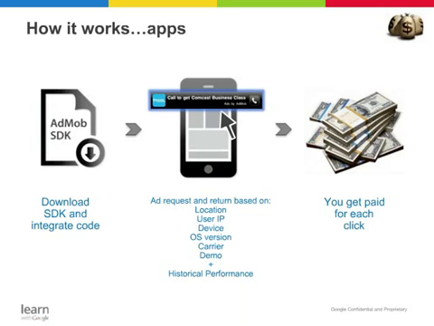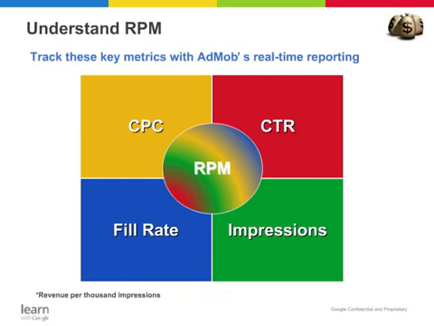So to understand your revenue potential, you'll need a clear understanding of the metrics included in your AdMob interface. Let me quickly walk through these. CPC is cost per click. It's the amount of money you get paid for each click on an ad. CTR is click-through rate. It's the number of clicks divided by the number of impressions.